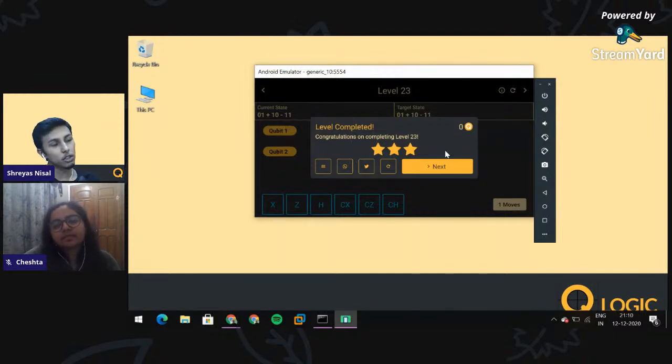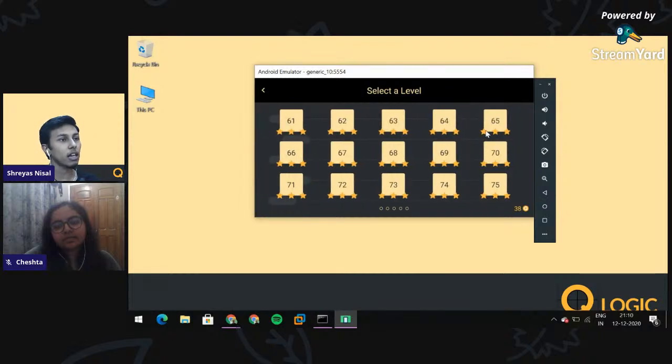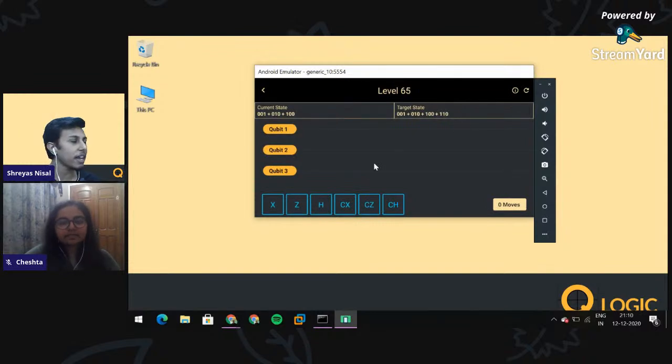So this is solving it with the most efficient gates. And next, let's look at a more complicated level. So let's look at level 65. Because this is level 65, this has gotten a step even more difficult. So we have 3 qubits this time, and we have 3 terms on the left and 4 on the right.